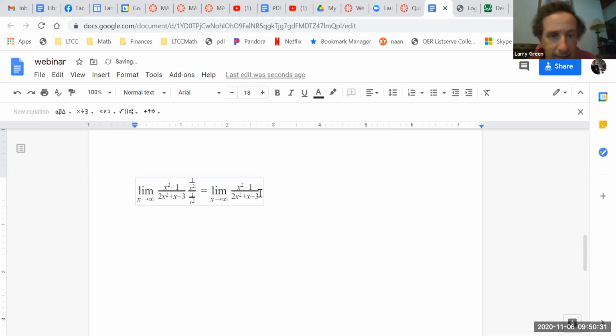So that is going to be equal to, let's just do that. Well, x squared over x squared is 1. So that x squared becomes a 1. And then we have a minus 1 over x squared. 2x squared over x squared is 2. And then we have plus 1 over x. And then minus 3 over x squared. Any questions on the algebra? Okay, what do we do next?